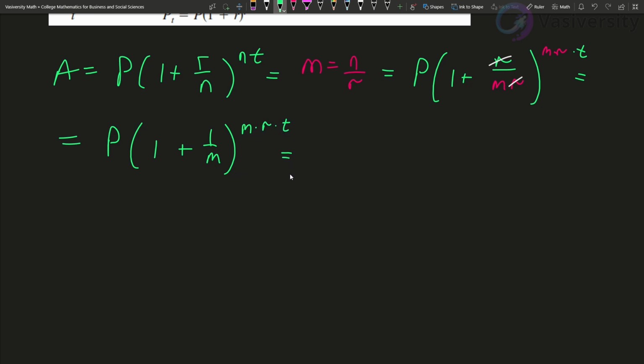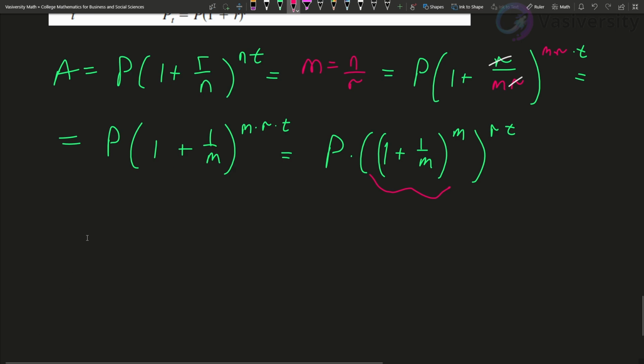By the properties of exponents, we're going to have P times double parentheses, 1 plus 1 over M to the power of M, and then to the power of R T, where I've just separated it by the property. We're interested specifically in this middle piece right here. Later on we're going to learn, and we're not going to give any details here, as I said, you'll find the link below.